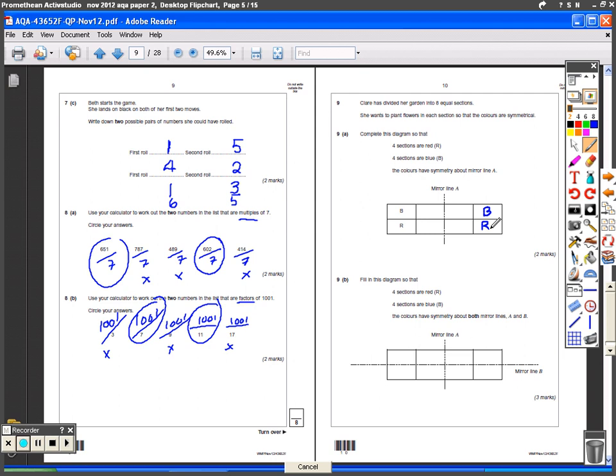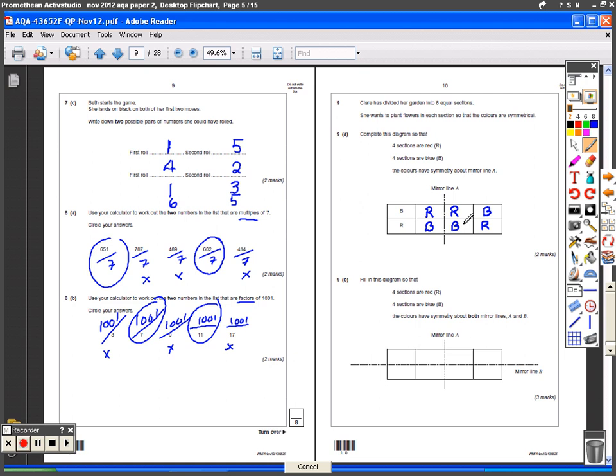Okay, so 4 sections are red, so we've only got 1, 2 that are red, so I could put a red here, and of course if it's going to be symmetrical, reflect it in the line, it will be a red there. And 4 sections are blue, so I need a blue here, and if I'm going to reflect it, a blue would have to go there as well. So we couldn't have a red there or red there, because it wouldn't be symmetrical. It has to be red, red, blue, blue.